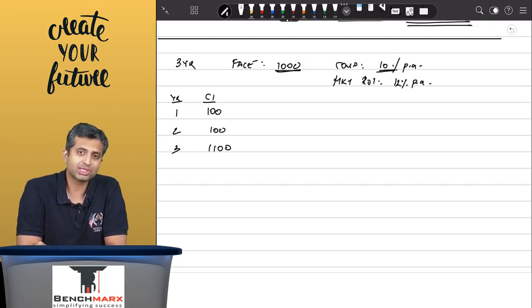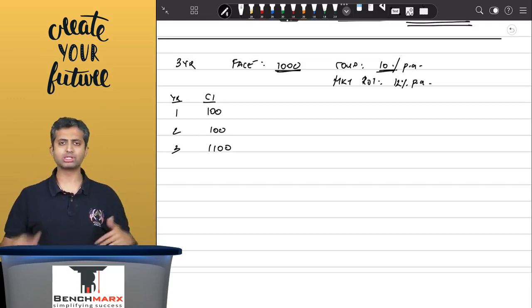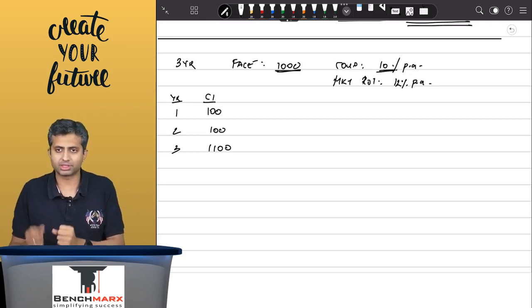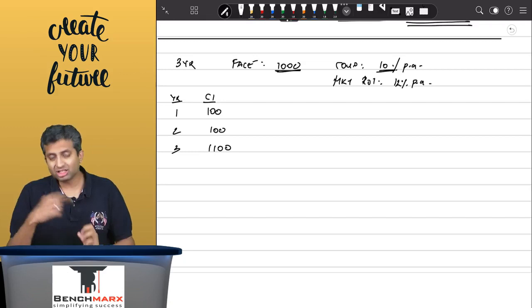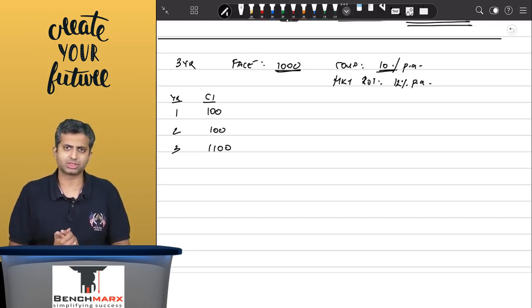So 50 rupees I'm going to get. So this 100 is not received entirely at the end of the first year. Out of this 100, 50 rupees is received at the end of the first 6 months. Another 50 is received after another 6 months.